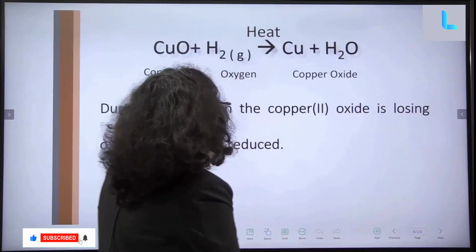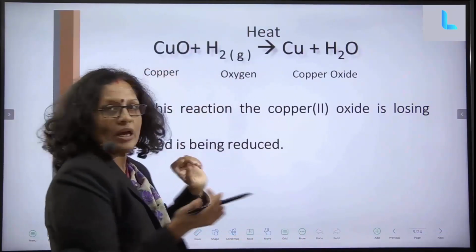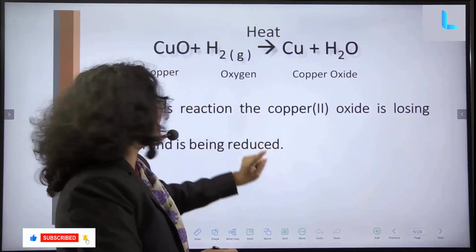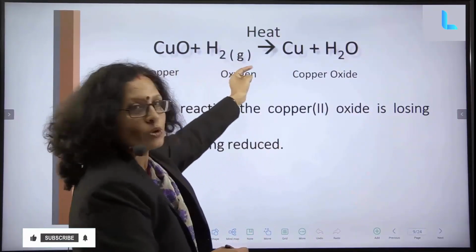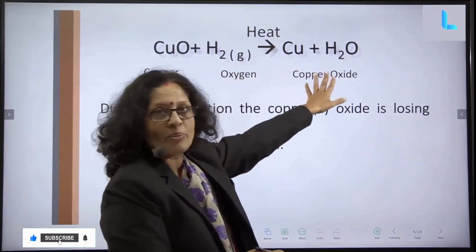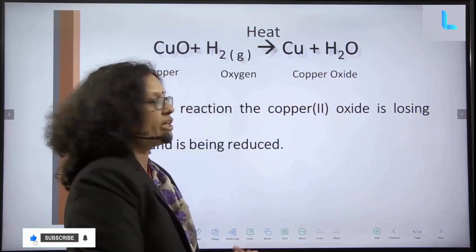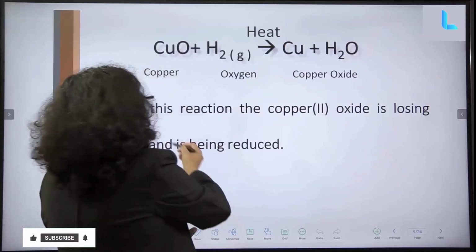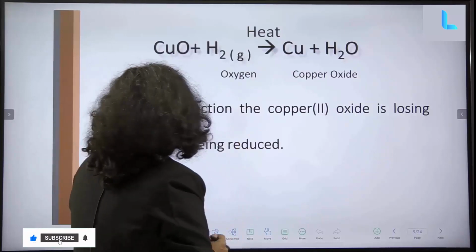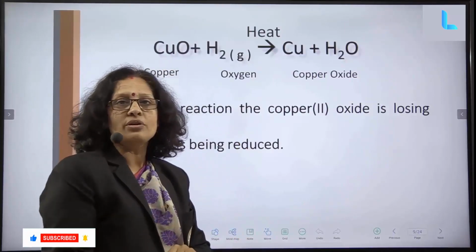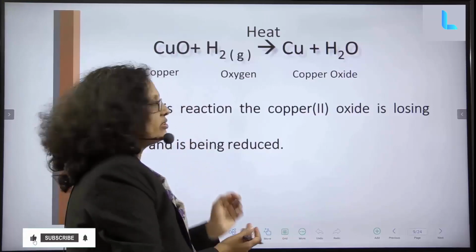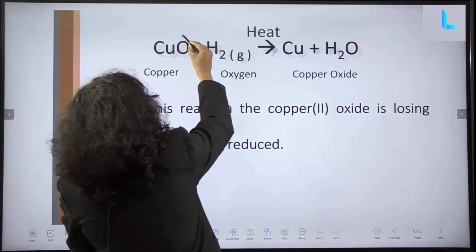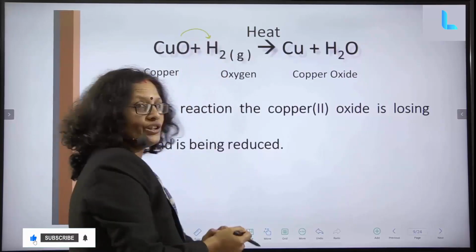Now let's see what we have observed. We have said it is a reverse process. When hydrogen gas passes over the black copper oxide, copper is again separated, and oxygen is separated in the form of water. During this reaction, copper oxide is losing oxygen and is being reduced. So this is a reduction reaction because it is losing oxygen. Copper oxide is losing oxygen to hydrogen.